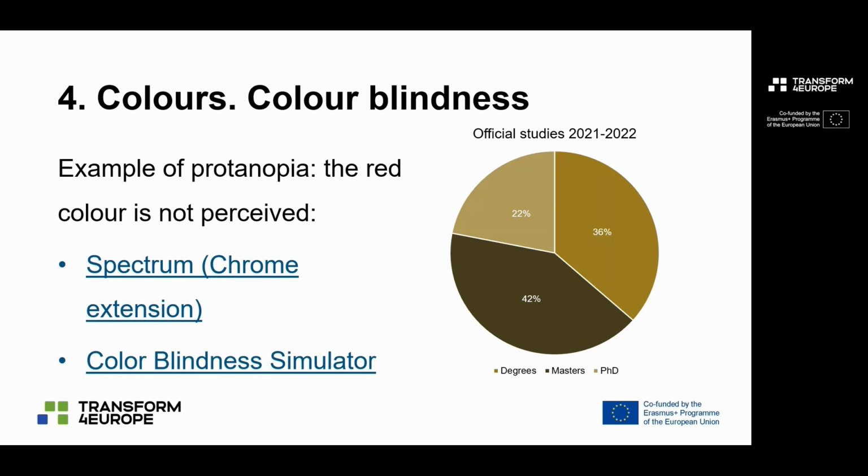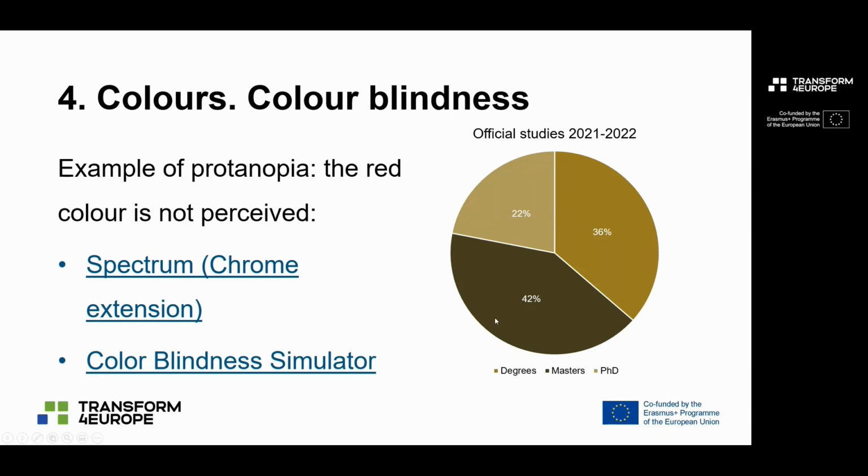There are a lot of color blindness types. This example pictures how a person with protanopia sees colors. As you can see, color red can barely be perceived, but there are a few more types of color blindness.